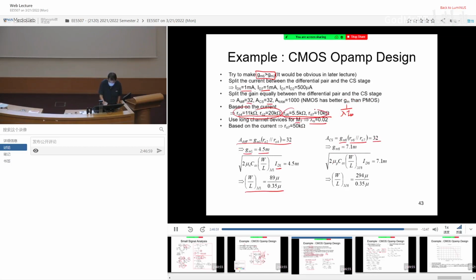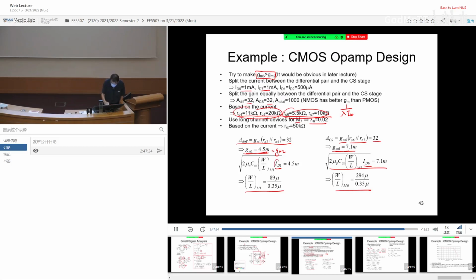R06, R07, we already get it. So GM6 is about 7.1 milli. So it turns out, fine, GM6 is still bigger than GM2. Anyway, GM1 equals GM2, so that tallies with what we want. And given the ID6, 1 milliampere, we can actually figure out what should be the total sizing for W6.